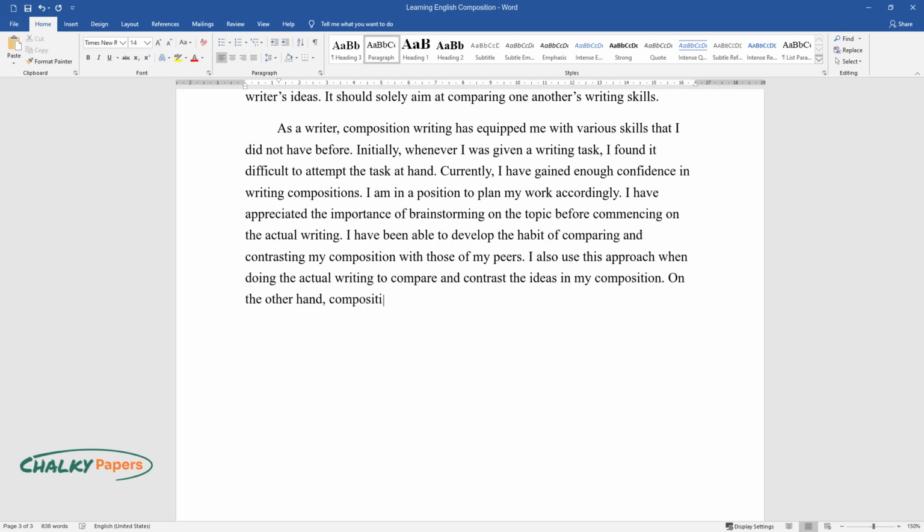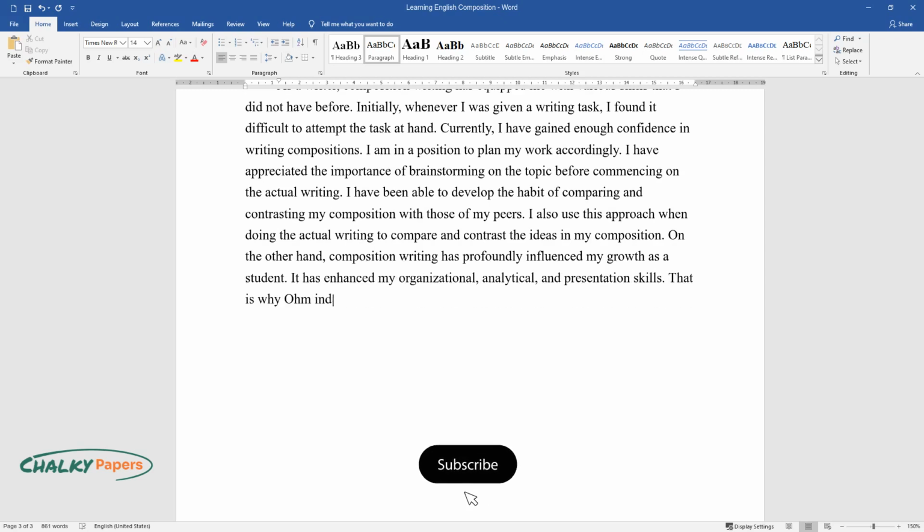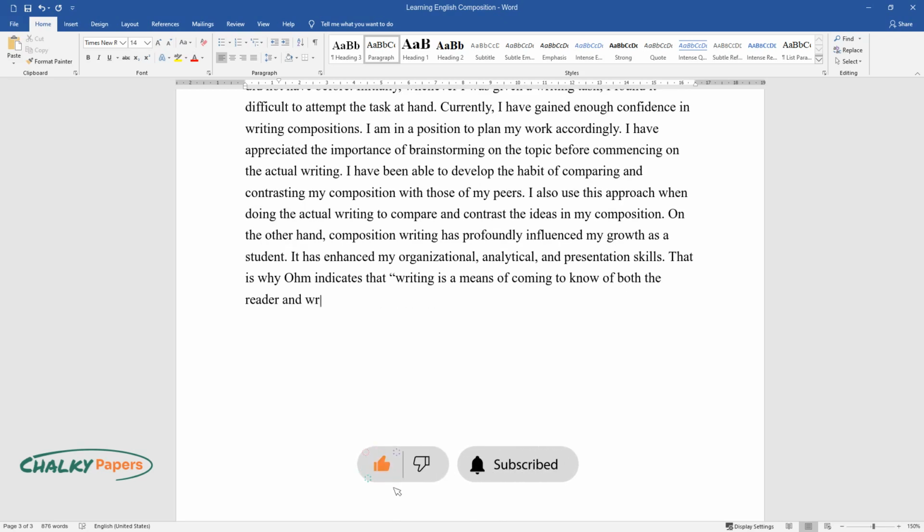On the other hand, composition writing has profoundly influenced my growth as a student. It has enhanced my organizational, analytical, and presentation skills. That is why Elm indicates that writing is a means of coming to know both the reader and writer, and that writing requires continuous practice.